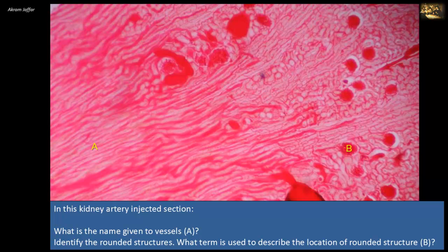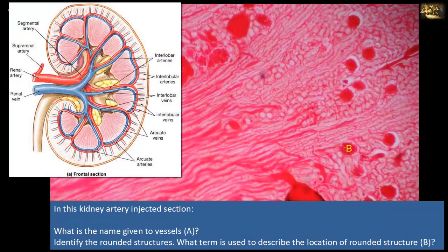Since this is an artery injected section, it shows the stain in the lumen of kidney arteries and their branches. Let's recall the arterial blood supply of the kidney. The kidney is supplied by a single renal artery which divides in the hilum into anterior and posterior branches, then segmental arteries, then interlobar arteries. The interlobar arteries ascend between the pyramids of the medulla to the corticomedullary junction.